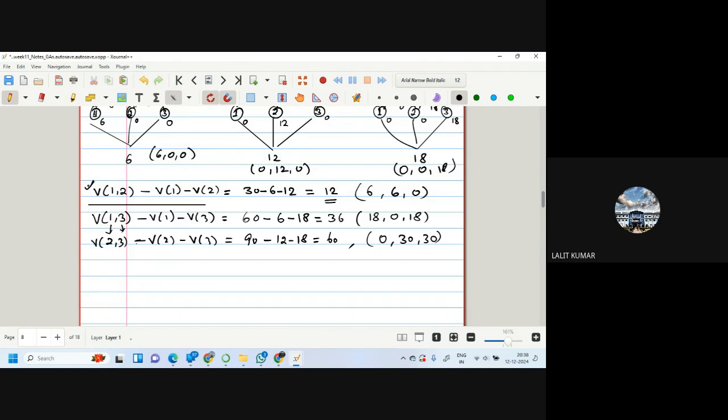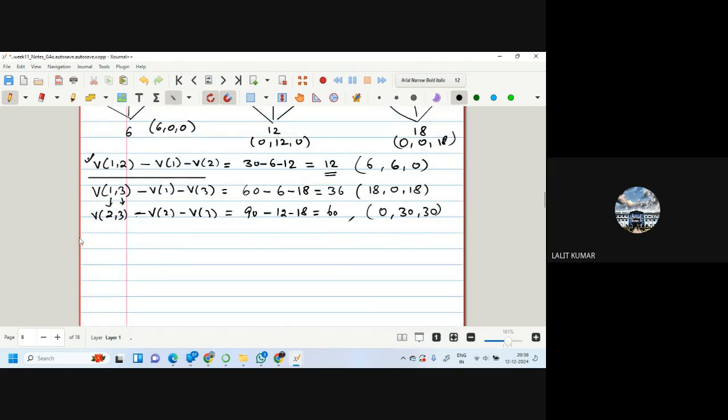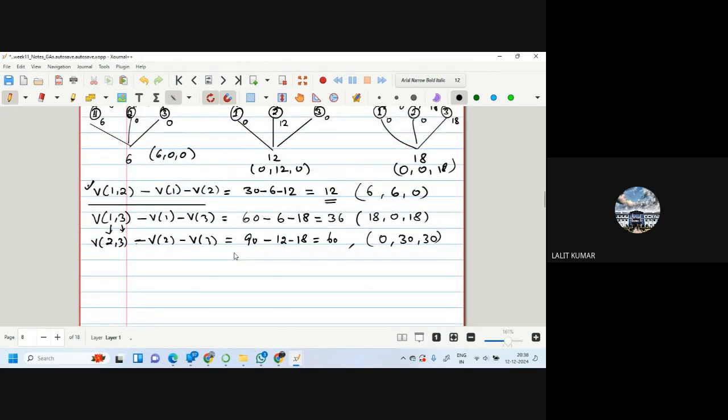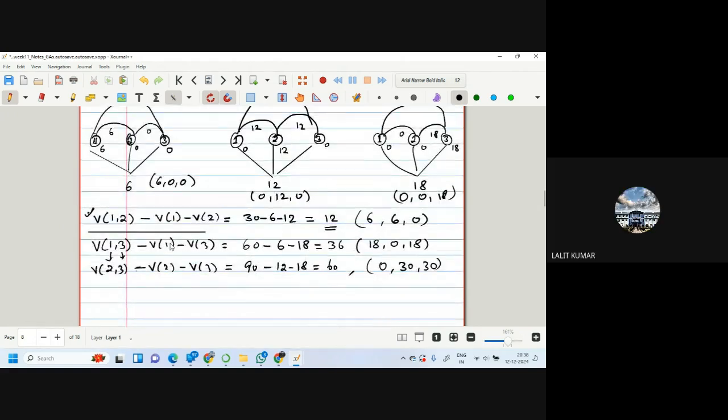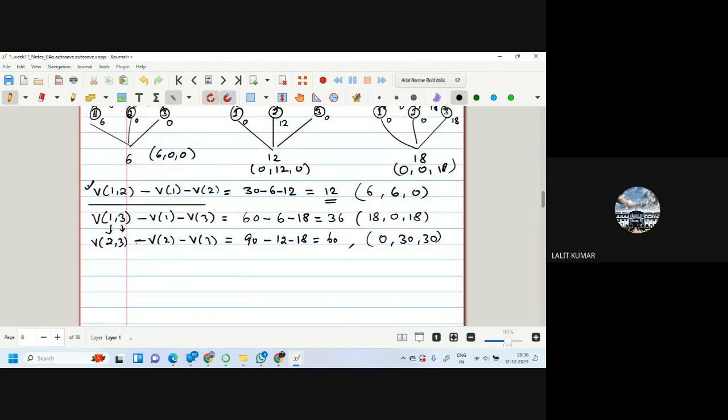And third, now we have to use the subgame property concept: the total here is 120. Here I'm getting the sum of 6 plus 12 plus 18 plus 12 plus 36 plus 60. Adding them up: 6, 18, 36, 48, 84, 144.